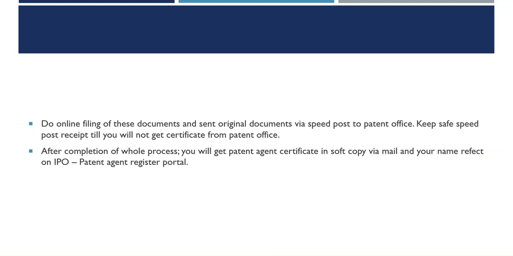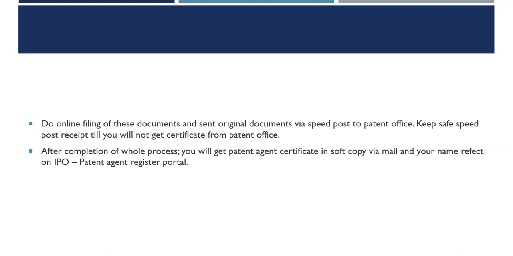I will also show you what that portal is and how you can search for your name after your registration, or any patent agent's name, because once you are practicing with the patent office, they also check your name to see whether you are actually a patent agent or not when you are processing with the patent office on behalf of your clients.